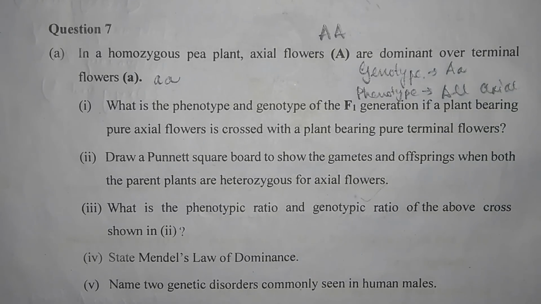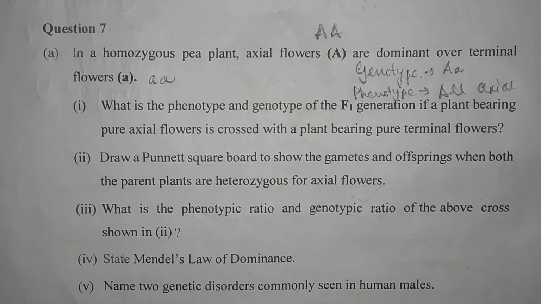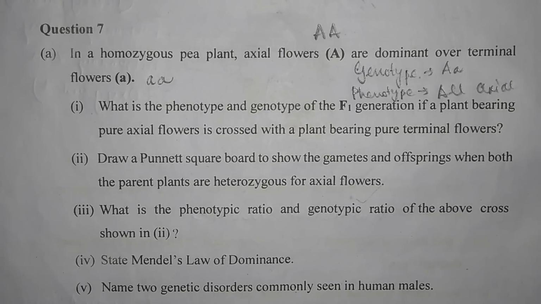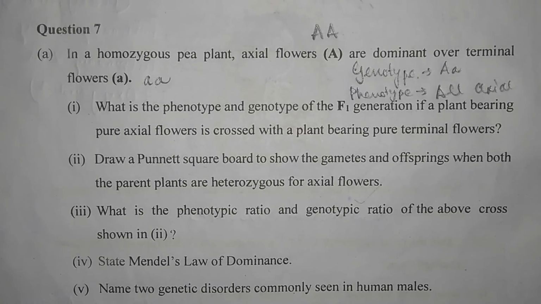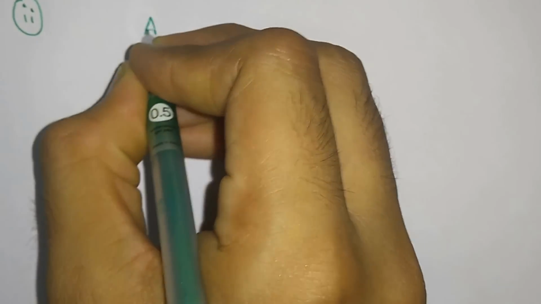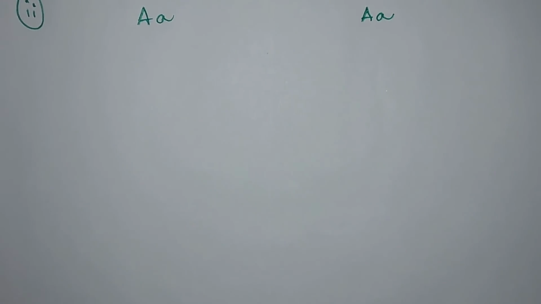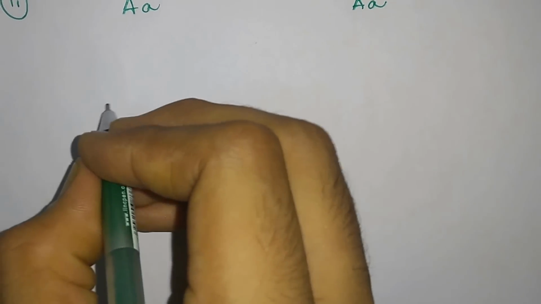We move on to question number 2. Draw a Punnett square board to show the gametes and offsprings when both the parent plants are heterozygous for axial flowers. Okay, I'll show you how to make a Punnett square now. Heterozygous simply means that they will be represented by this, and we have to make a Punnett square. So making a Punnett square is quite easy.